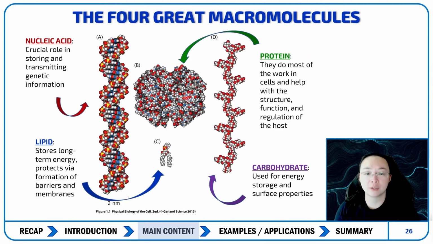Over here in the middle, you have a large globular protein, or in other words, just a protein. They do most of the work in cells and help with the structure, function, and regulation of the host. Over here, you have different elongated structures, which can represent carbohydrates. These are used for energy storage, in other words, quick energy storage versus long-term energy storage, as well as surface properties. So in a lot of cases, you could have proteins mixed with lipids or carbohydrates based on their functionality and what they're presenting on the surface.